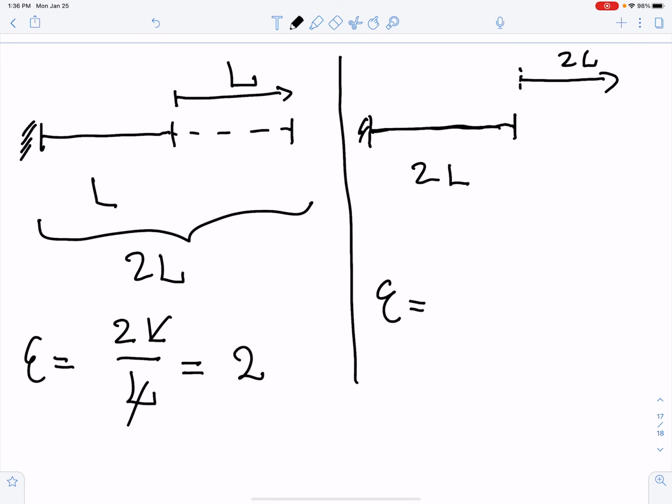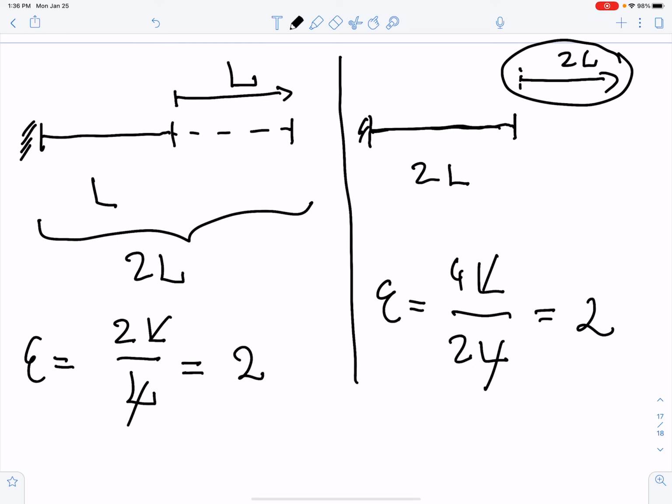Same here. If you look at epsilon, the new size is you start with 2L, you add 2L, you get 4L, and you divide by the original size, which is 2L. L's cancel out. 4 over 2 is exactly 2. So you see what I mean? It took a different amount of displacement, in this case L, and in this case 2L, to develop the same strain.